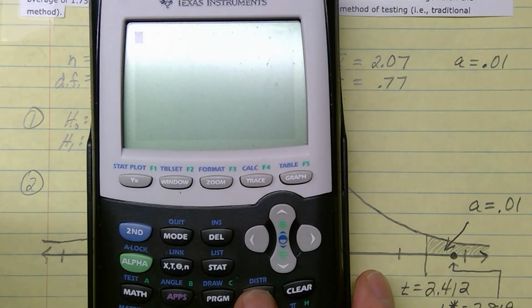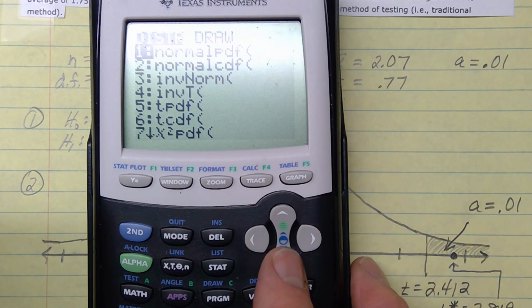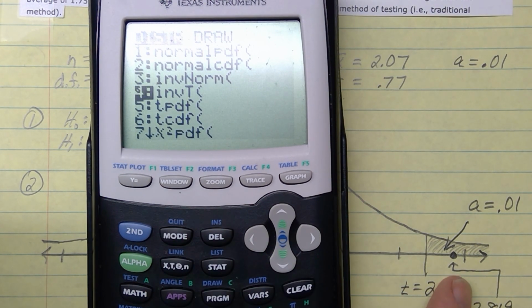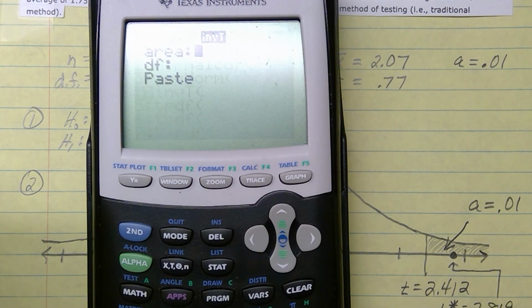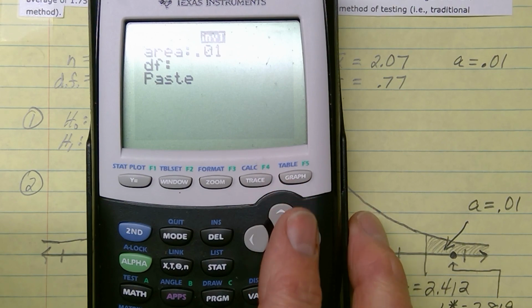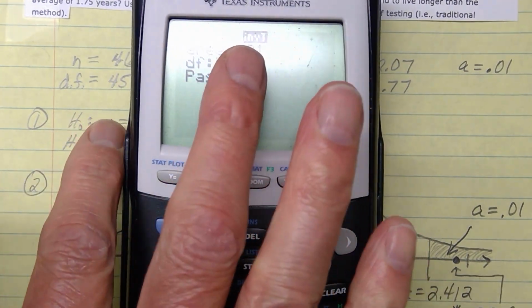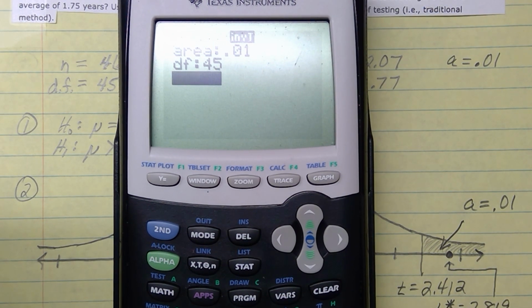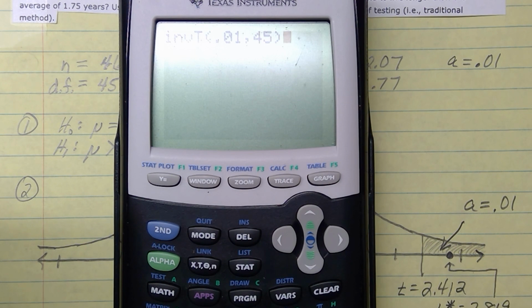So what I want is distribution, second distribution. What I want is called a backwards t. That's inverse t. Inverse means backwards. So by pressing inverse t, I'm telling it I'm going to give you the area, and you go backwards and tell me what the t value was. It asks, what area do you want? Well, I want 1% over here, so 0.01. Then it asks, what are your degrees of freedom? Our degrees of freedom were 45. We had 46 coyotes, so degrees of freedom is 45. Then we paste it into our calculation window and hit enter one more time.